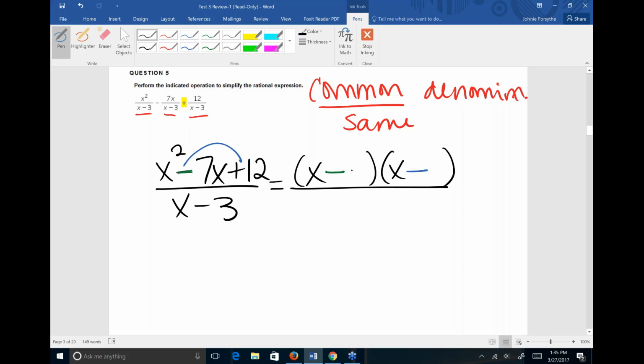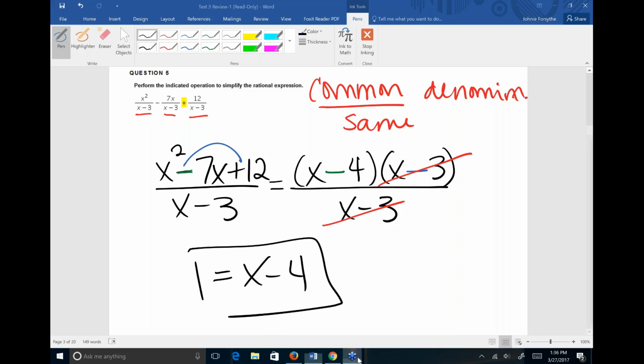So those two numbers would be 4 and 3. So I'm going to put 4 and 3. In this case, it wouldn't have mattered where I put the 4 and 3 because they're both going to be negative, but just to be consistent, I always put the larger factor first because it does matter when I have different signs in my binomials. So now I have x minus 3 at the bottom, and now I can see the x minus 3's are going to cancel. So then all I'm left with for my answer is x minus 4. That's my final answer there.